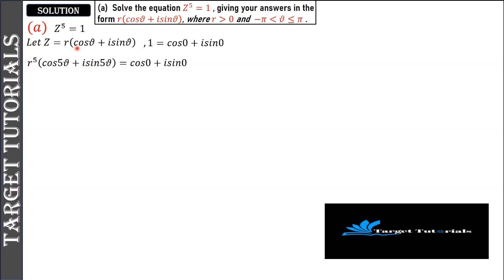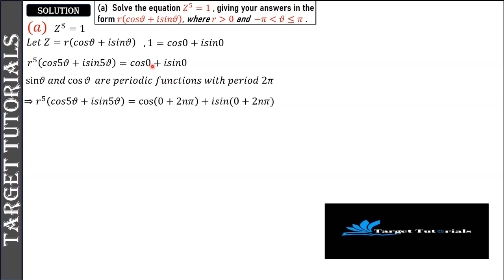So the first thing I'm going to do is apply de Moivre's theorem on this complex number z, that is r raised to the power 5 times (cos 5 theta plus i sin 5 theta), which is going to be equal to cos 0 plus i sin 0. Because these terms still bring us back to 1, and we also know that sin theta and cos theta are periodic functions with period 2 pi, I can therefore write this expression of cos 0 and sin 0 as cos(0 plus 2n pi) plus i sin(0 plus 2n pi). This z term remains the same.